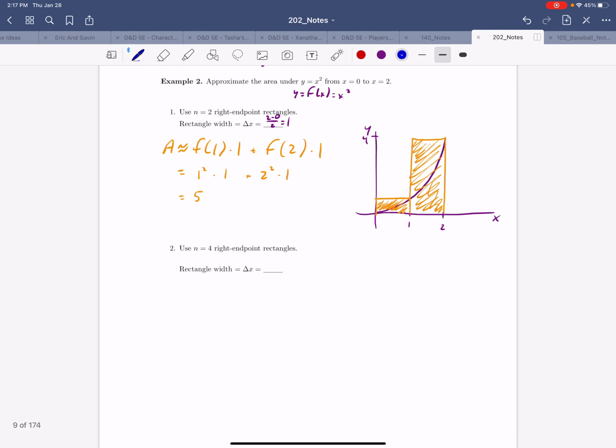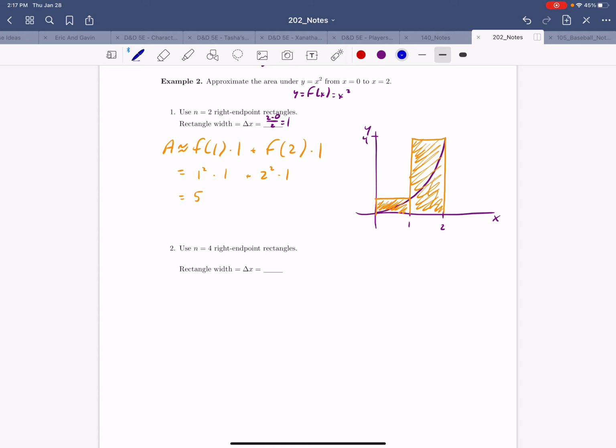Hey all, we're going to finish example 2 from class today. We were estimating, or approximating would be a better word, the area under the curve y equals x squared from 0 to 2. We started by using 2 right endpoint rectangles. Now we're going to use 4 right point rectangles.